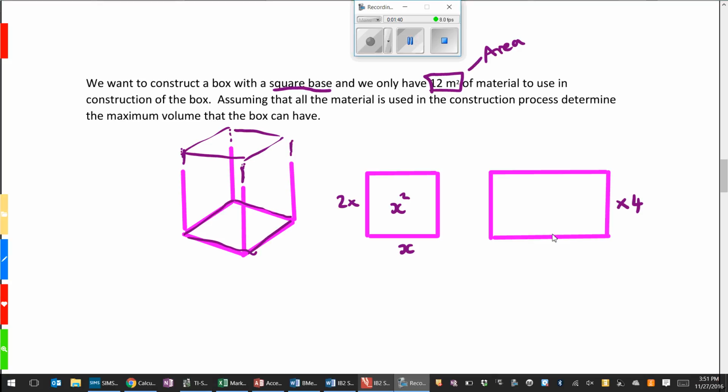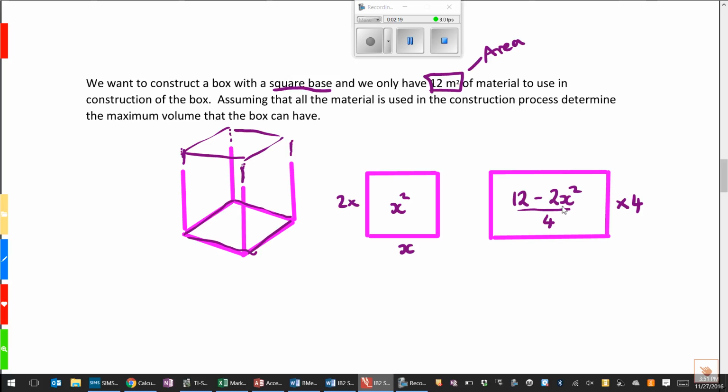So when we start looking at these sides, we've got to use the information because it's not obvious straight away. Now, what I know is that this area that's left over, or 4 lots of them, will be 12 square meters minus our 2x squareds, one at the top, one at the bottom. And that's for all 4 of them, so therefore if I divide by 4 I get each one.